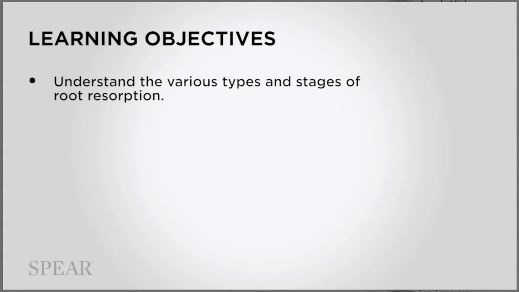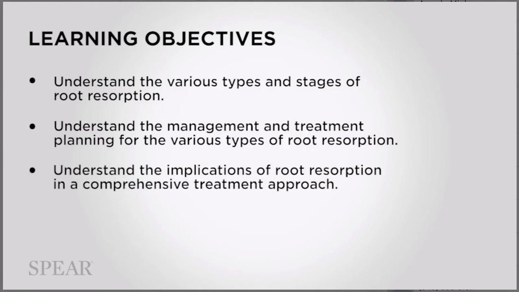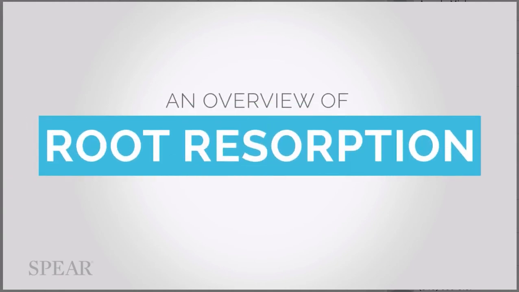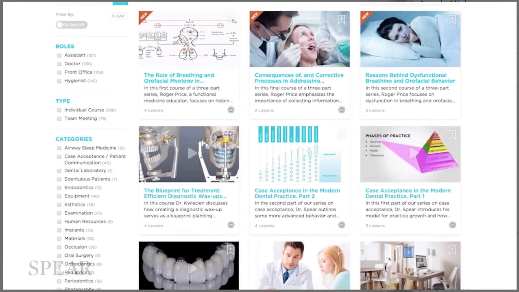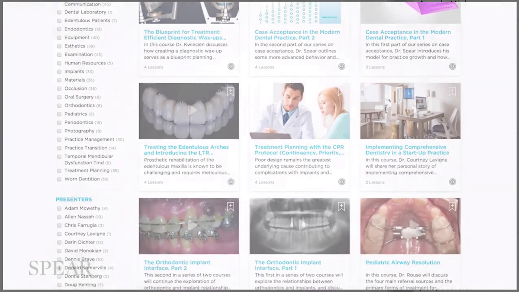The objectives of this module are to understand the various types and stages of root resorption, to understand the management and treatment planning for the various types of root resorption, and to understand the implications of root resorption in a comprehensive interdisciplinary treatment planning approach. The presentation is meant to be an overview, as there is obviously a lot more we could talk about. I would suggest you view the other SPEAR online courses and talk with your endodontist to learn more information.